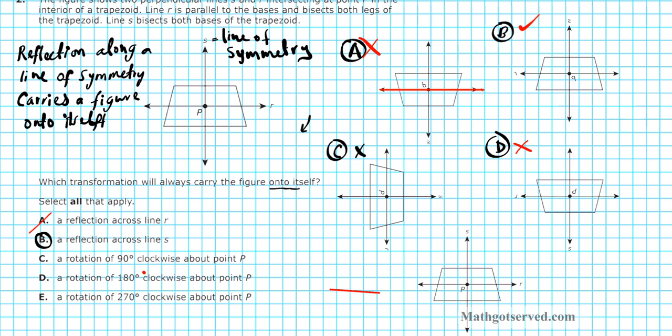And then lastly, we have a 270-degree rotation. Will that give us this exact figure or something else? Let's go ahead and do that. Rotate it 270. That's 90. 180. One more. 270. Something like that. Okay? Is this figure the same as that figure right there? The answer is no. So we see that a 270-degree clockwise rotation does not carry the figure onto itself. The only correct answer is option letter B.